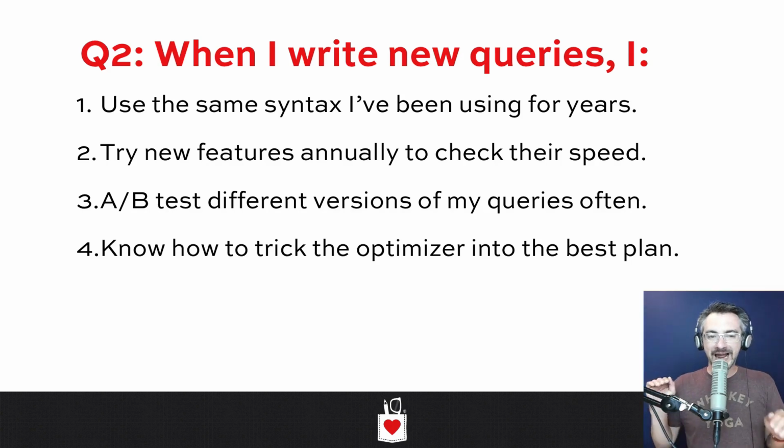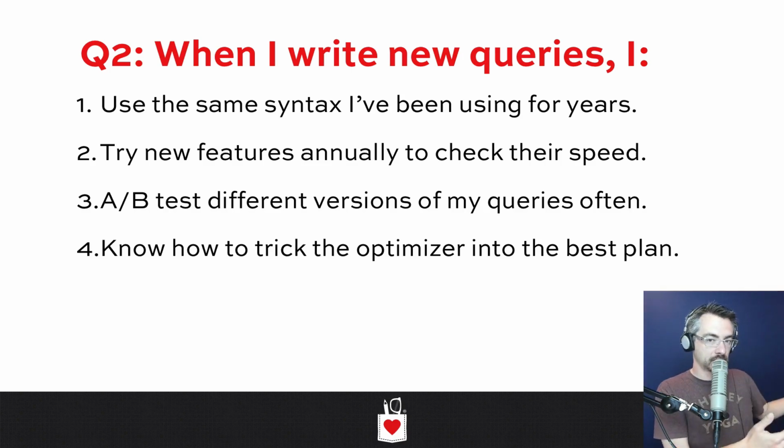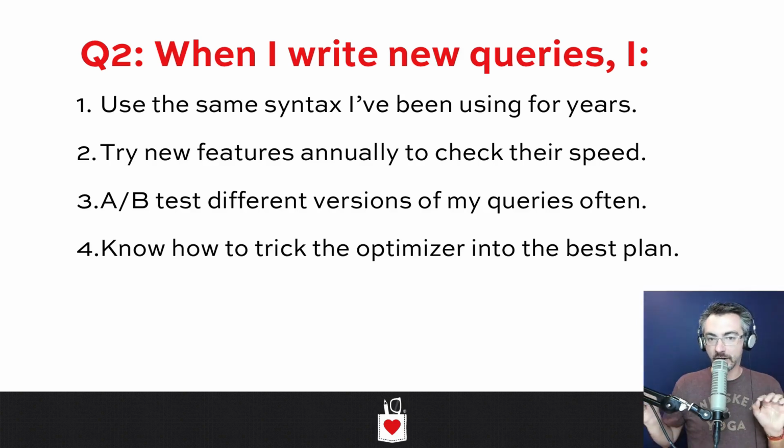3 if you often A/B test different versions of your queries. So as you go to write a new query, you'll write it 2 different ways, and then you'll test between the 2 of them with tools like Statistics.io in order to track how many logical reads they do. And then 4 points if you know how to trick the optimizer into giving you the best plan. And I don't mean with query hints. I mean with actually just changing the way your query looks in order to trick SQL Server into doing different things.